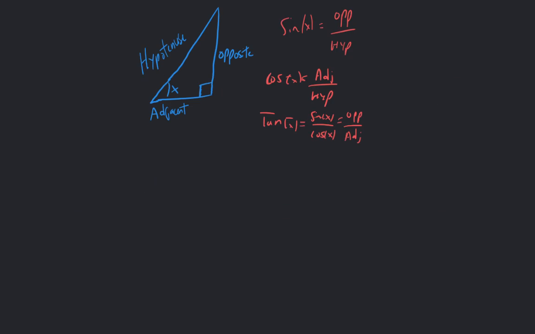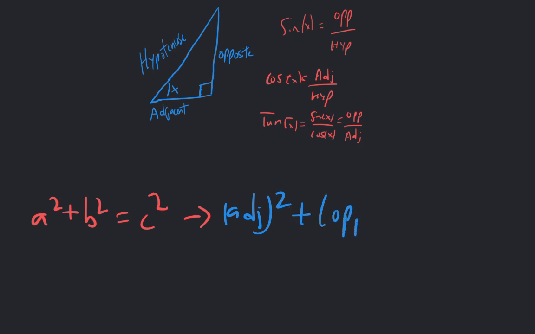There's the Pythagorean theorem also, which says that the sum of the squares of the sides of a triangle, so let's say a squared plus b squared is equal to c squared. What does that mean? That means that the adjacent side squared plus the opposite side squared is equal to the hypotenuse squared. And this is an important relation when it comes to finding values.